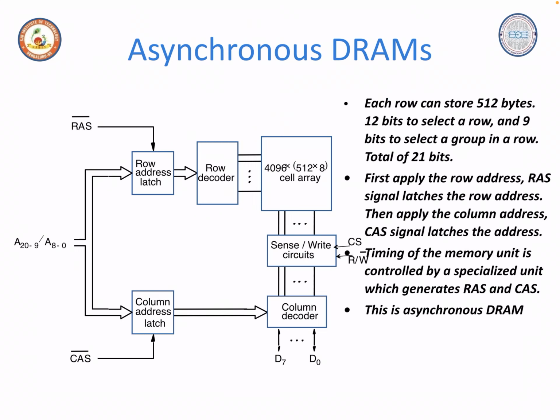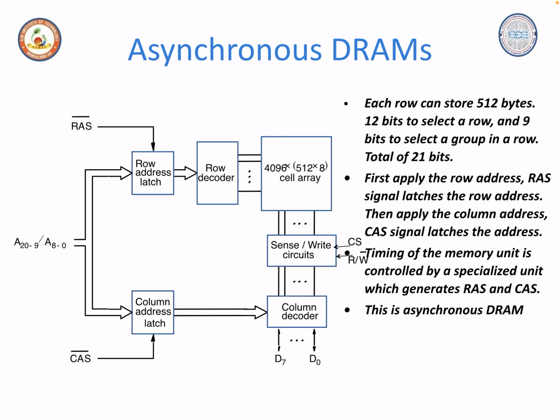In order to select a particular column or row, you need a row address latch and column address latch, and correspondingly it will be decoded. Totally addressing about 4096, indicating 4K cross 512. 4096, in order to access, you need 12 bits. For 512, if you want to access you need 9 bits. That's why A0 to A8 for 512, A9 to A20 for 4096, multiplied with 8. This 8 is the data lines D0 to D7.